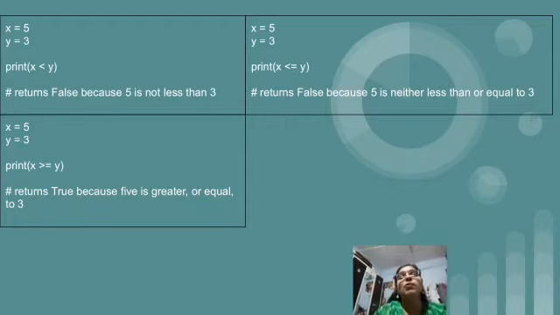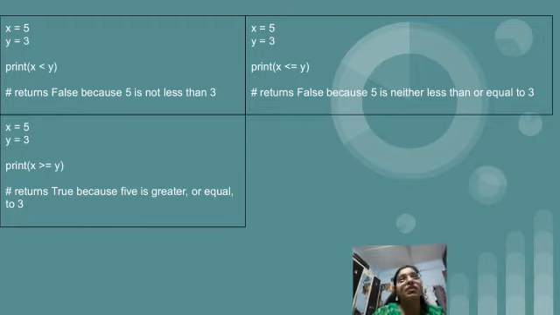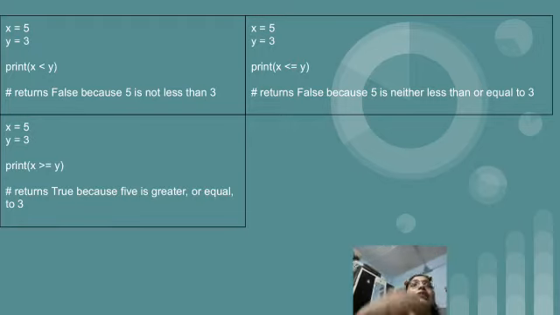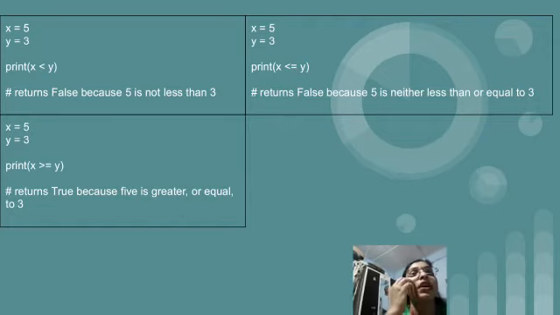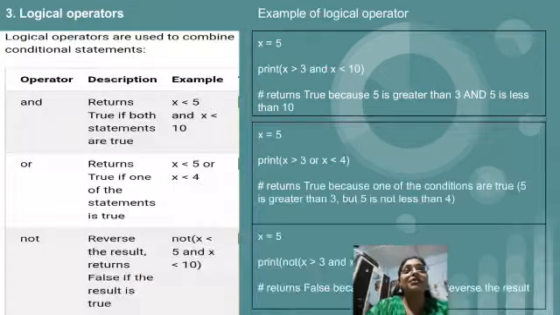After that, less than operator. So x is 5, y equal to 3. 5 less than 3, definitely not. So the answer will be false. After that, greater than or equal to. So 5 greater than or equal to 3. Again the answer will be true. After that, 5 less than or equal to 3. So the answer is false. So these are the comparison operators.